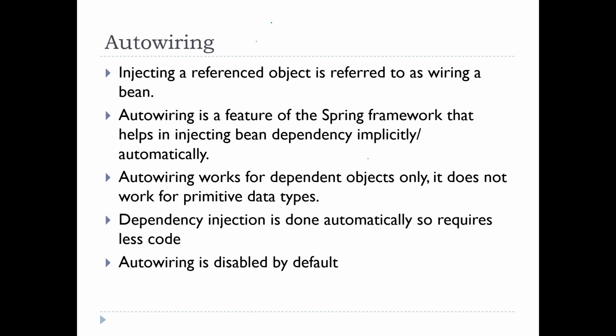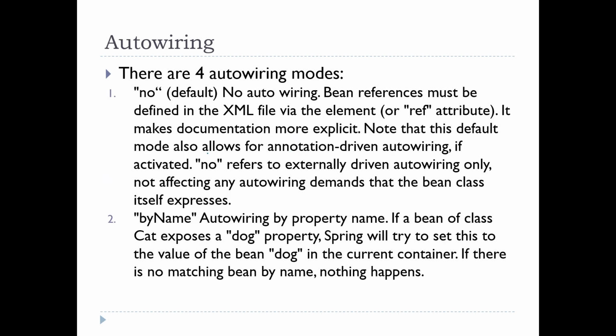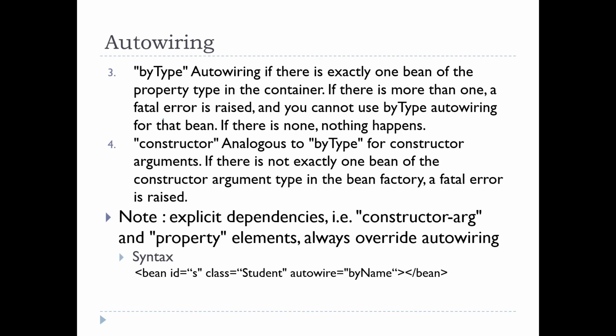Basically, there are different types based on which we can auto-wire our beans, and it is by default disabled. So if we want to use auto-wiring, then we will have to write the mode using which we want the auto-wiring to be done. There are four auto-wiring modes. The first is no, which is default. Then we have byName, byType, and we also have constructor.